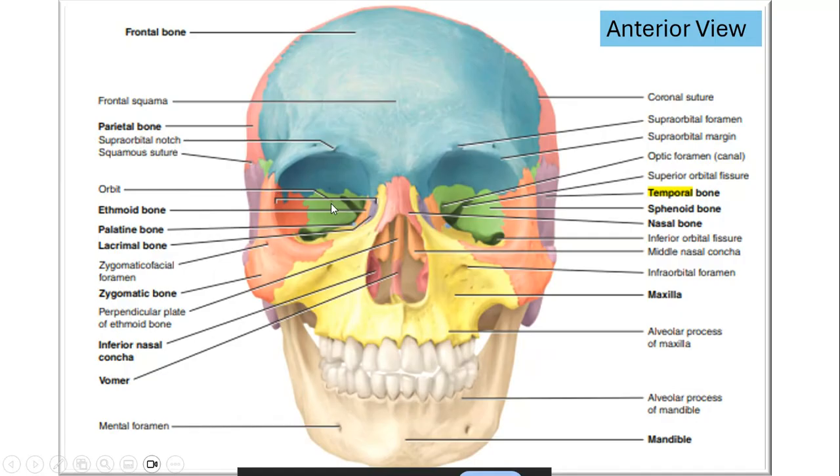This is the orbit, this particular area between your eyes, where you put like a mascara, and this is like a whole area, right? That's like the orbit. That's the ethmoid bone, like we discussed. This is the palatine bone. This particular area is the palatine bone. This is lacrimal bone. Lacr means tears, and this lacrimal bone, that's where you cry and the tears will appear, right? This is zygomatical facial foramen. This is a foramen. This is zygomatic bone, right?